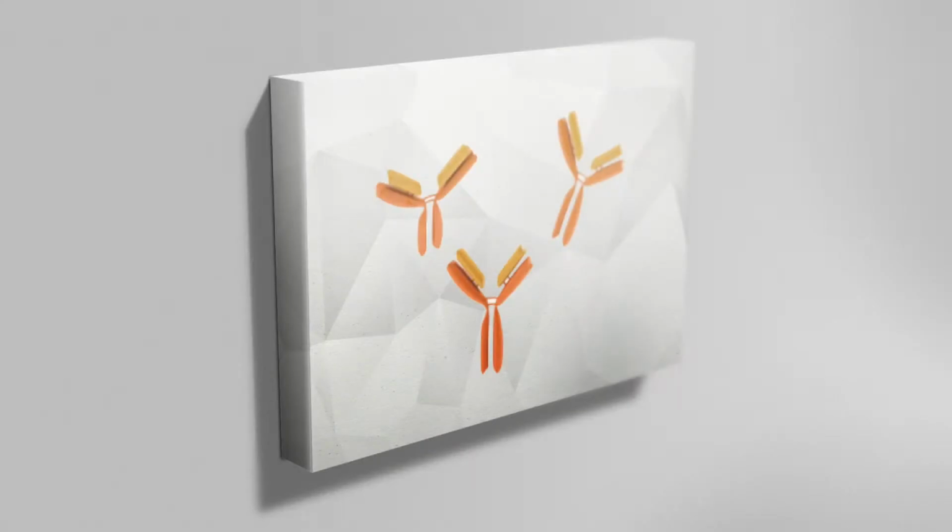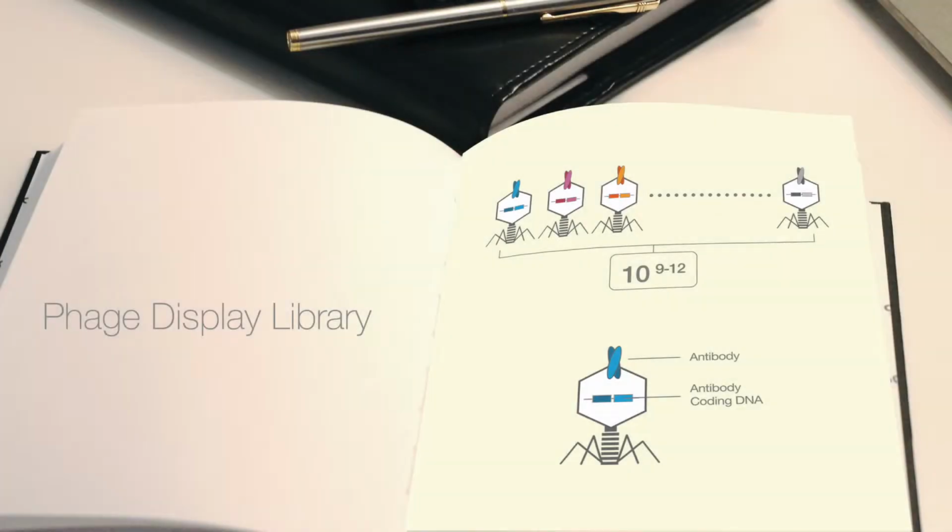I'm the Chief Data Officer at Molcure, and today I'm going to explain about our company Molcure. Antibody discovery is very important for therapeutic drug development as well as research purposes. And one method of antibody discovery is through phage display library screening.